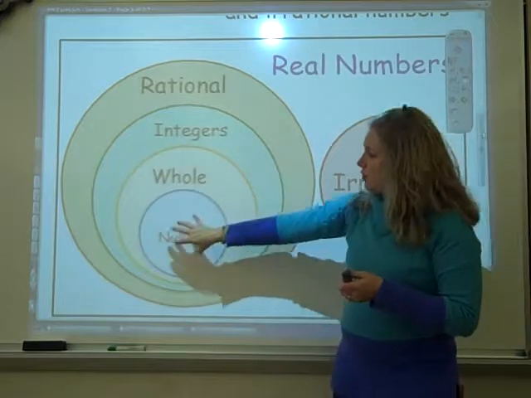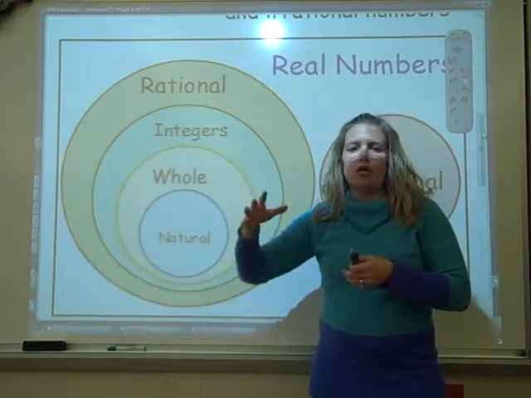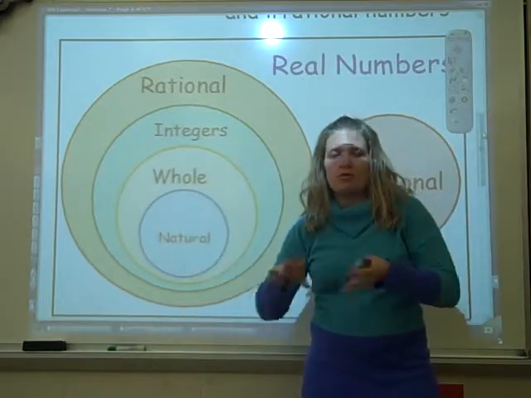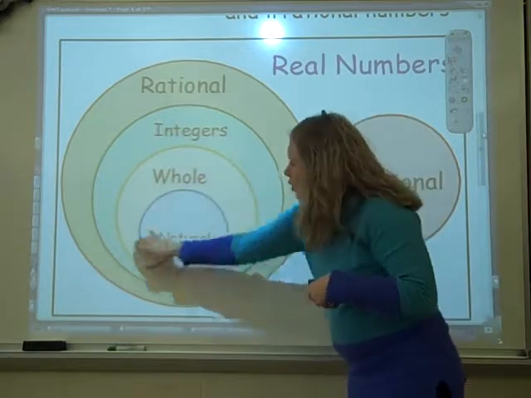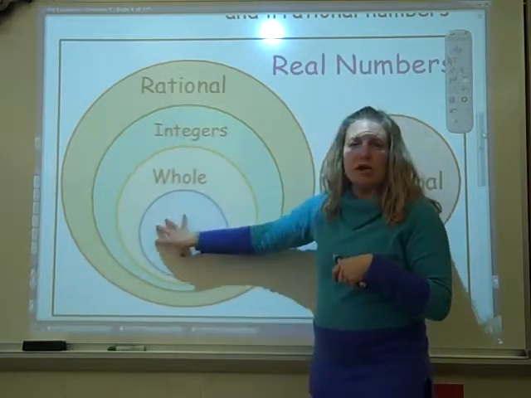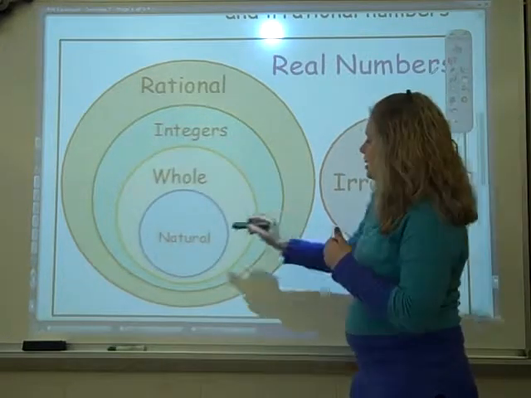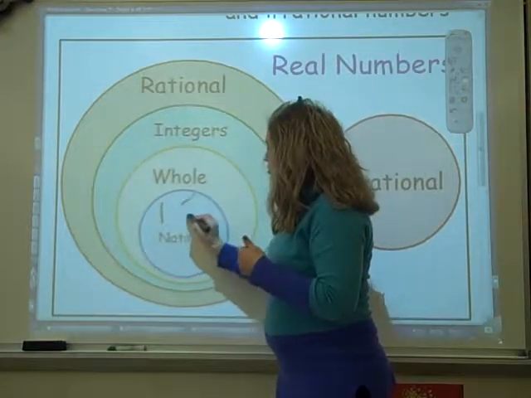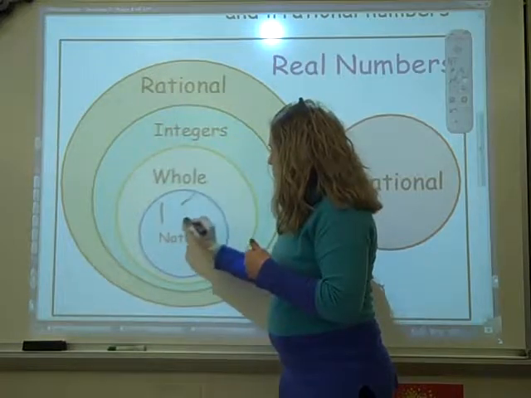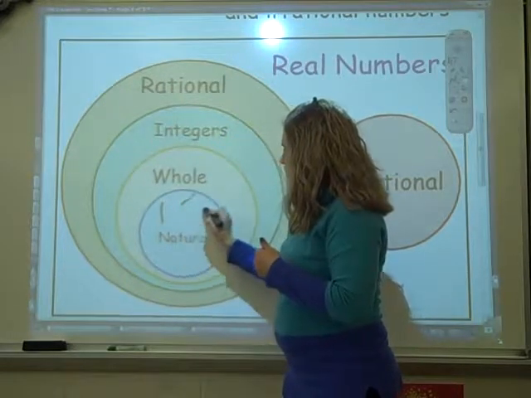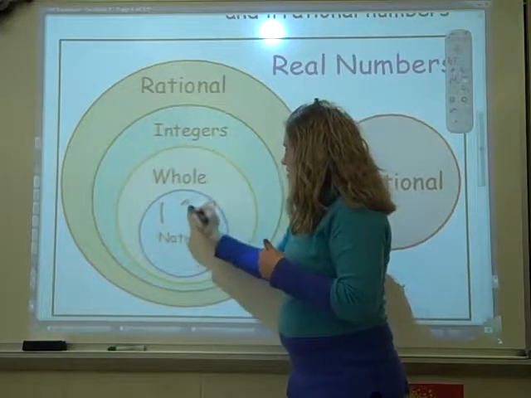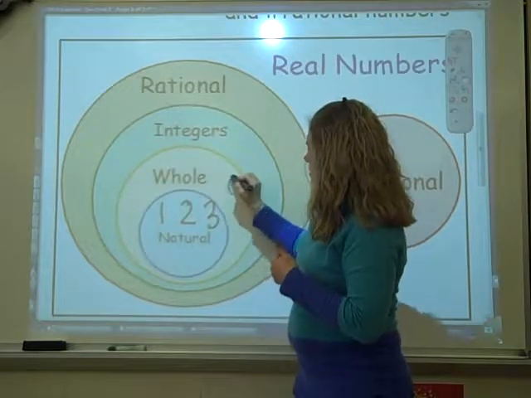Okay, the first numbers you learned about were the natural numbers. 1, 2, 3. No pieces, no negatives. Then came in the whole numbers, which have the naturals, but now you learned about the number 0. Okay, so here the natural, we have 1, 2, 3. Whole numbers have 0.